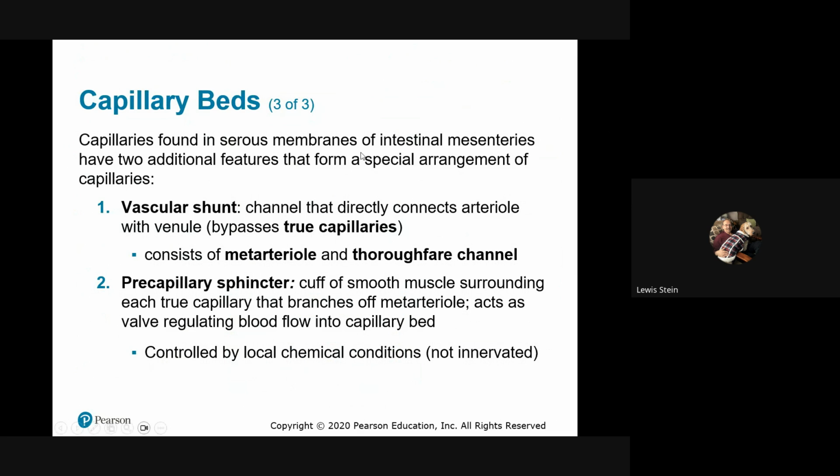So in certain areas, and it's not important to know where they are, there's a kind of unique arrangement. It connects an arteriole and a venule and bypasses the capillary bed. Meta, again, means beyond, and it creates a channel, this bypass channel, between artery and vein. This is more of a label-the-diagram thing. And it has a little circular cuff of smooth muscle. Again, we don't have any conscious control over it, that surrounds the capillary and acts as a valve.